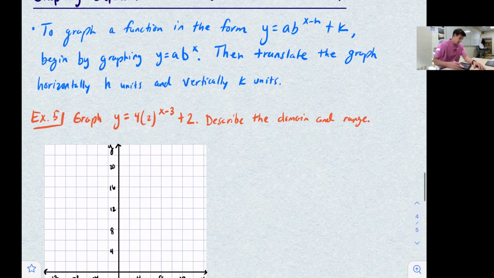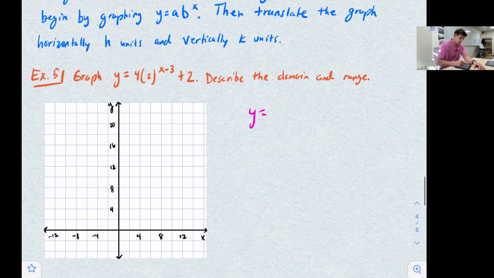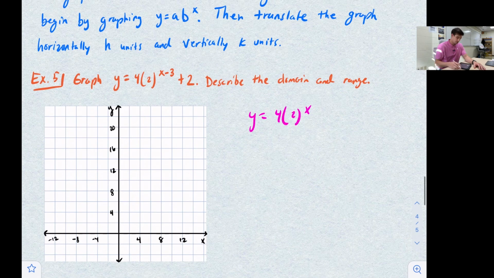So we're going to start by graphing just y equals 4 times 2 to the x. Okay, so if you notice, this is the one we did in example 3. So we're going to start off by graphing our y-intercept, which is (0, 4). Now inside here, this is our factor. b is our factor. That's what we're multiplying by. So if I have (0, 4), when I move over to 1 on the x-axis, I do 4 times 2, which is 8. When I move over to 2, I do 8 times 2, and I get 16.